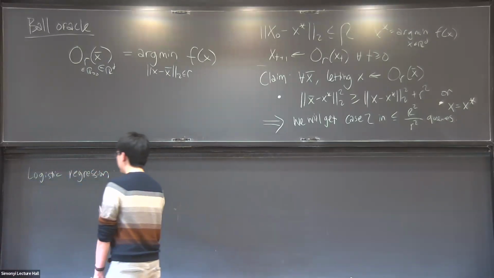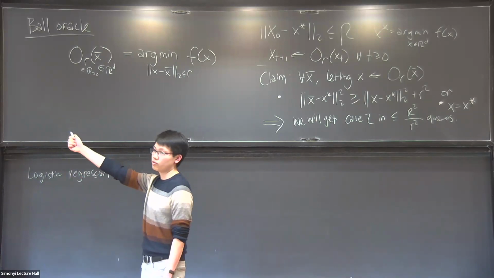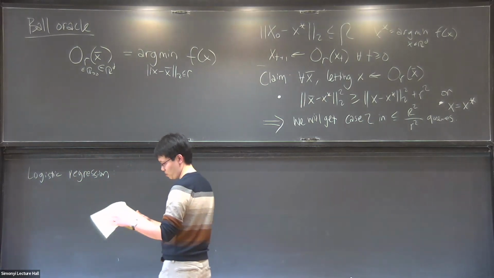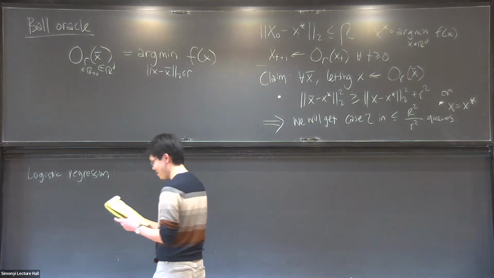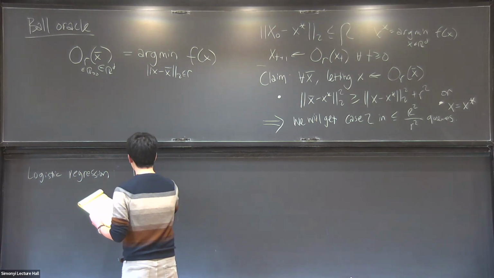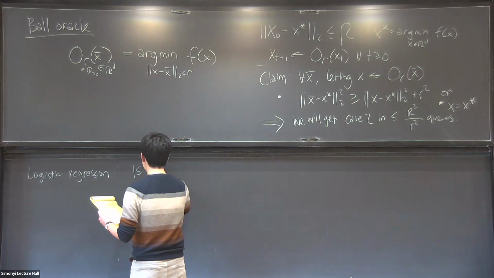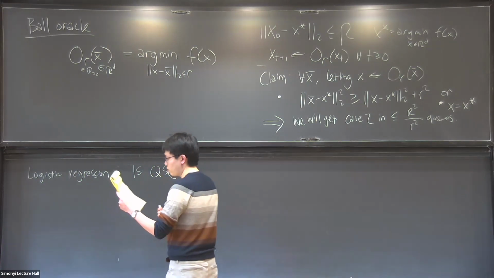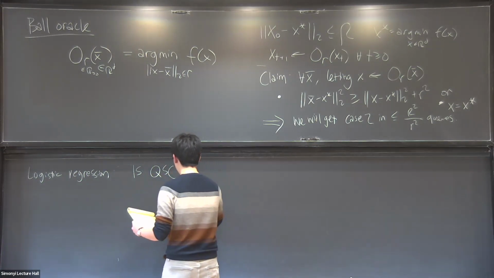So it turns out the logistic regression objective over here satisfies a property called quasi-self-concordance. This is a slightly complicated definition, but let me make it a little bit clearer. So we say a function is QSC, or quasi-self-concordant, if the following condition holds.